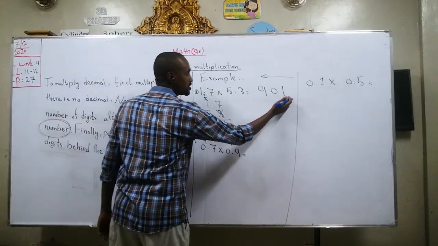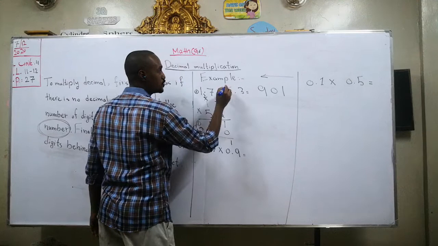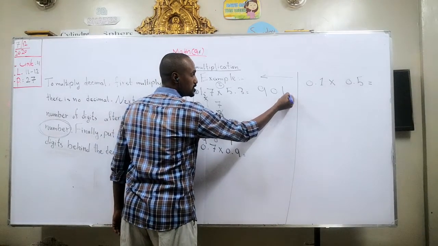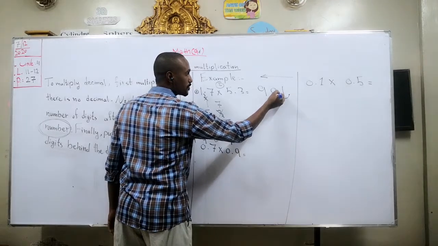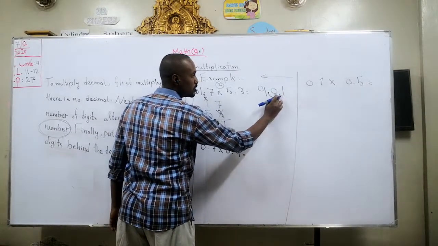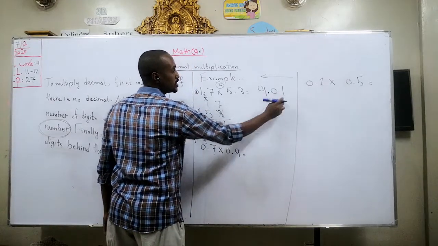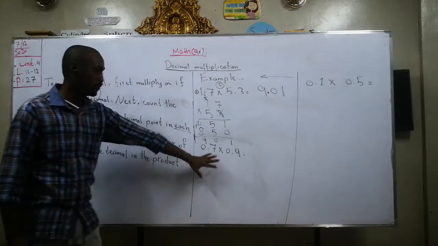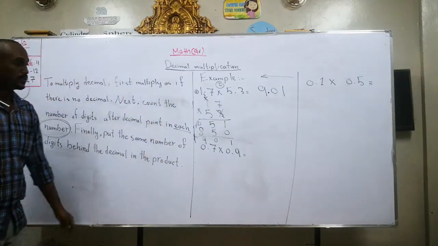So I counted how many decimal places. 1, 2, we have two decimal places, so I count like this. Imagine there is a point here, then count it. 1, 2, that means the decimal point will be here, between 9 and 0. So the answer is 9.01.